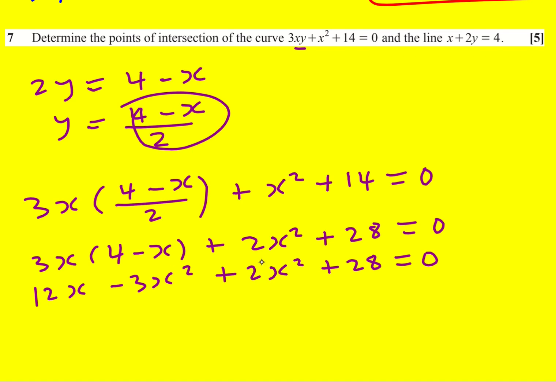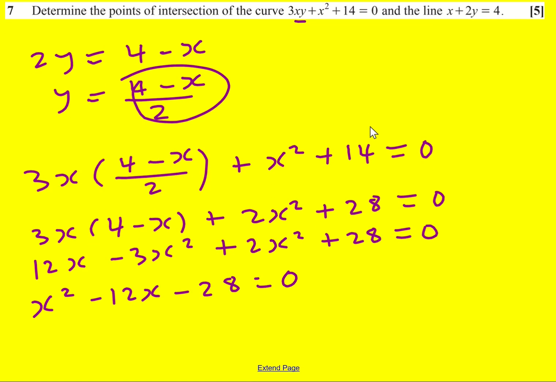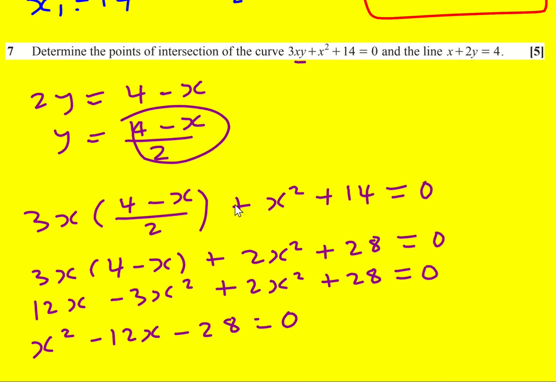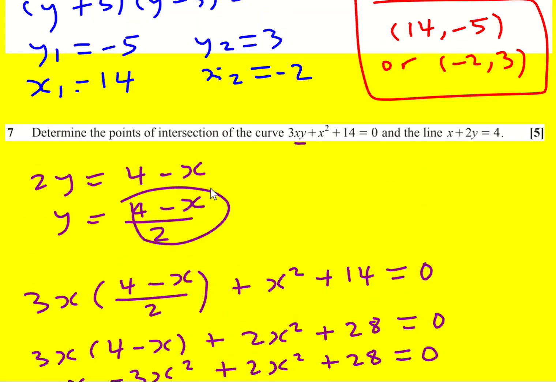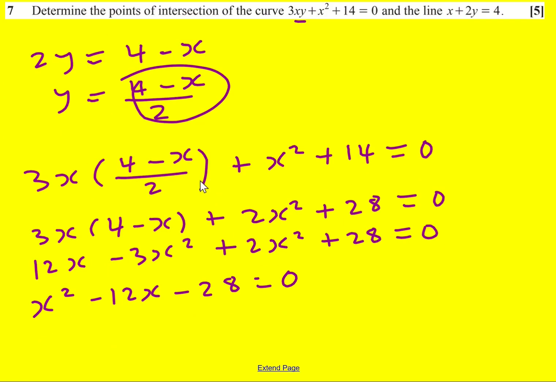Then I'm going to get minus x squared. I'm going to add it onto the other side. I'm going to minus 12x. I can sort of rearrange it to this. And then I need two numbers that multiply to give 28 and add to give minus 12. Oh yeah, I missed them for a second. It's going to become x minus 14, x plus 2 equals 0.